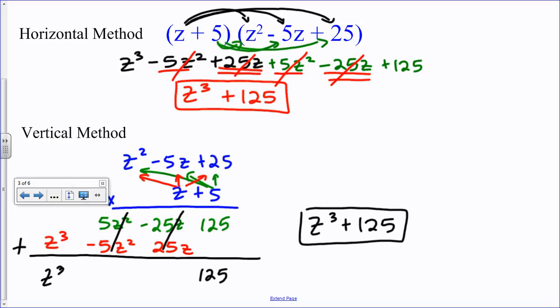The practice problems in your book, I think they tell you a specific method to use. I don't care what method you use, even on those practice problems. Do whatever one you choose. Some people like the second way because it keeps your like terms lined up. Some people like the first way because it takes up less space. So whatever you choose is fine, as long as you're getting your answers correct. Questions about this? Okay.